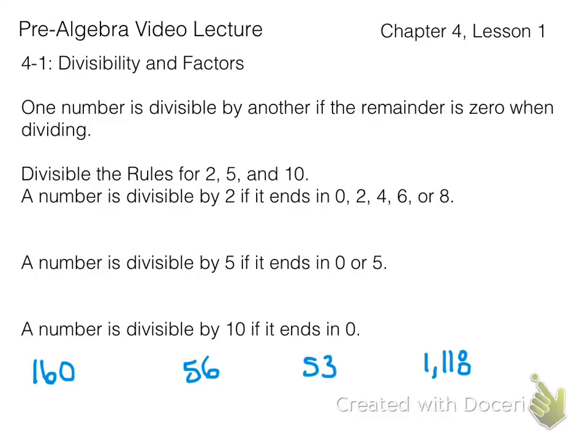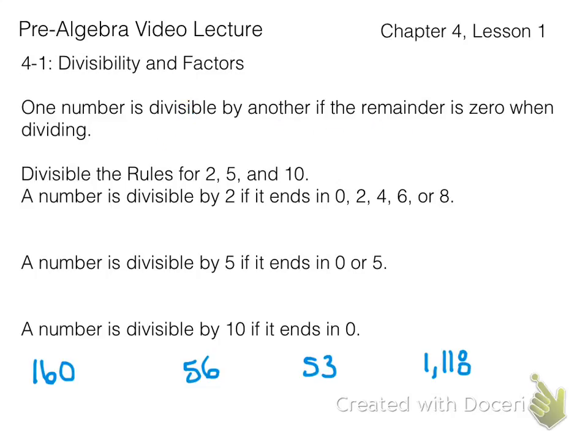Okay, so let's talk about divisibility and factor rules. One number is divisible by another if the remainder is 0 when dividing. So I could say 12 is divisible by 4 because when I divide 12 by 4, I get 3 with no remainder. All right, so there's just an example.